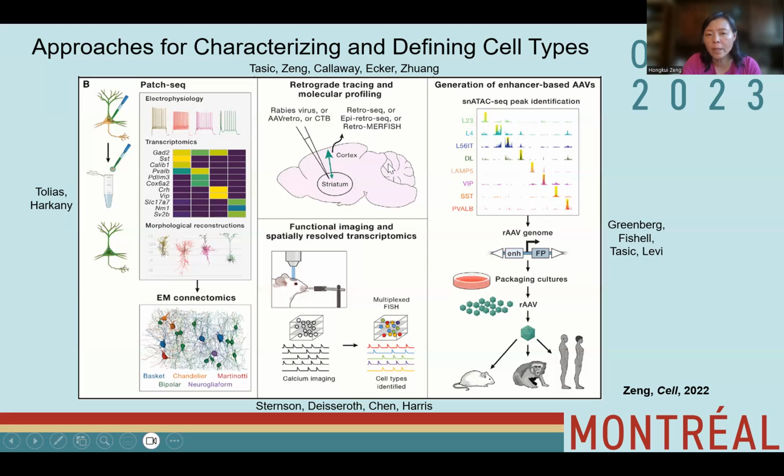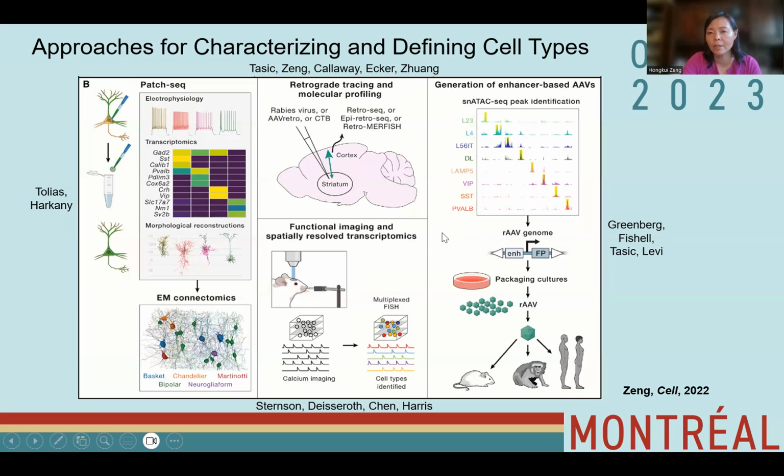We also use Retro-seq and related methods to again assign molecular identities to connected neurons from different brain regions. And combining in vivo functional imaging, such as calcium imaging, with post-hoc spatial transcriptomics profiling allows us to assign molecular identities to cells for which we have obtained functional properties.